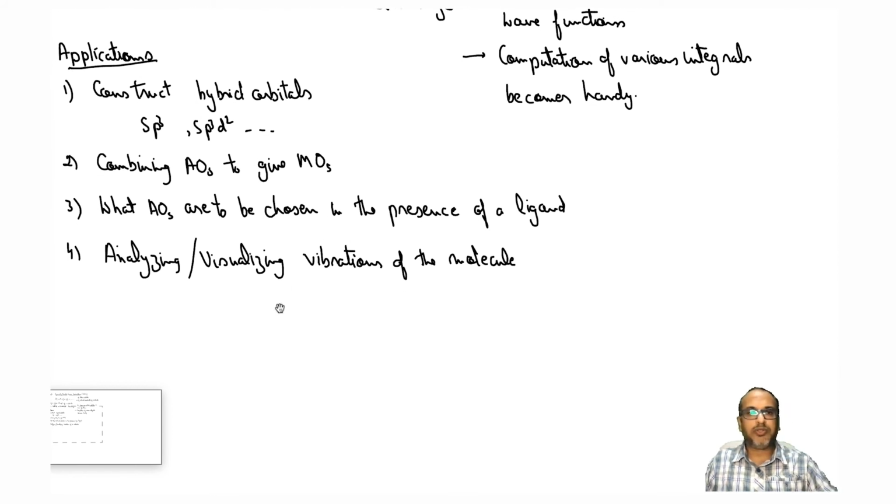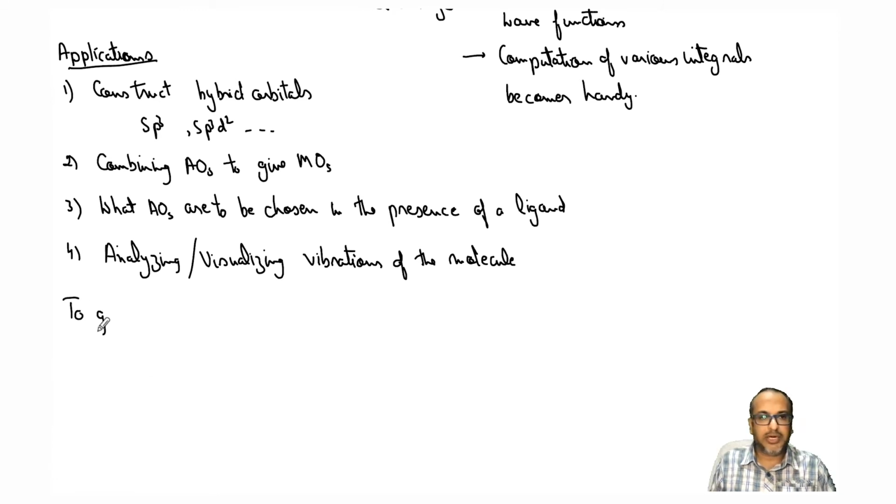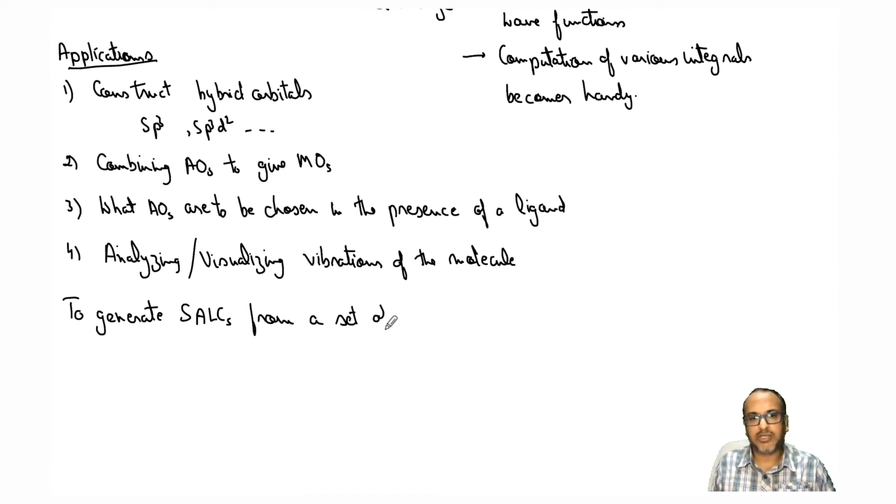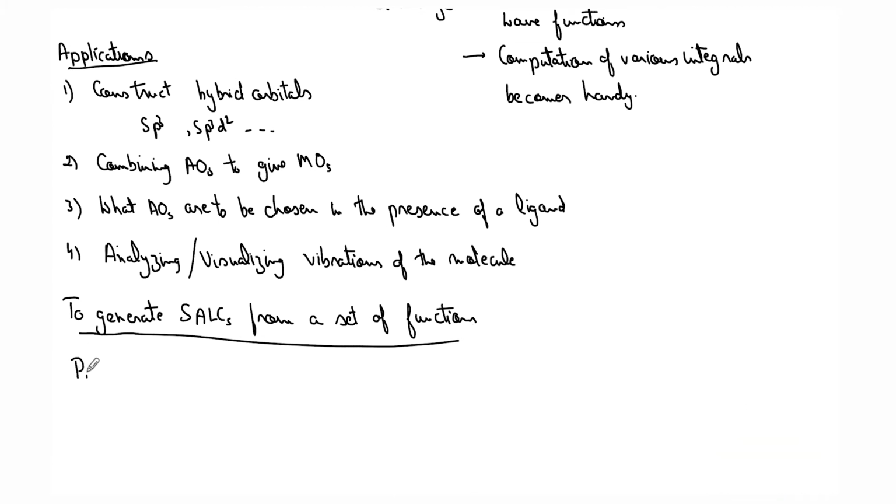So now, how do you generate such linear combinations? To generate SALCs from a set of functions, which are wave functions in this case, but you can generate SALCs from any given function, we will use something called a projection operator. We will see what a projection operator is in detail.